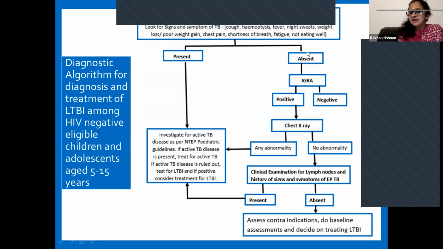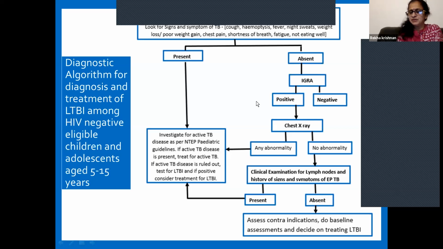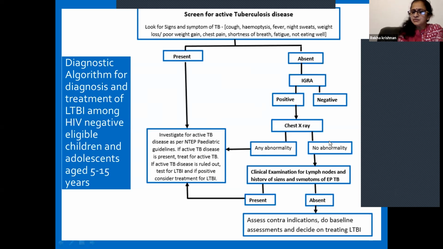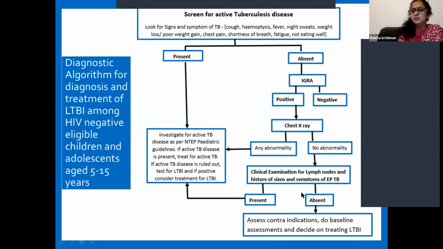And if these symptoms are absent, we go on for IGRA, as already Dr. Bindusha has mentioned. And if it is negative, we don't do anything. And if it is positive, if we still have a doubt, we can take an X-ray. No need for taking chest X-ray for all IGRA positive patients, but if you have any suspicion of tuberculosis, you can take a chest X-ray, and if any abnormality is there, go on the same diagnostic algorithm. And even if no abnormality, again confirm that there are no nodes or other features of any other extrapulmonary tuberculosis, and then assess the contraindications for LTBI treatment, do baseline assessment and decide on treating LTBI. This is the main part of today's presentation.